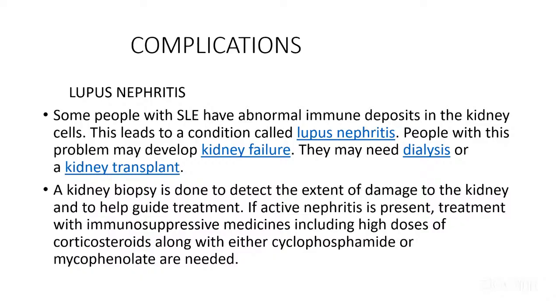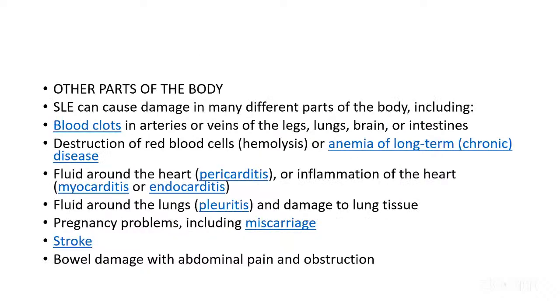If active nephritis is present, treatment with immunosuppressive medicines, including high doses of corticosteroids, along with either cyclophosphamide or mycophenolate, is needed. Okay, other parts of the body. Now, SLE can cause damage in many different parts of the body, including blood clots in arteries or veins of the legs, lungs, brain, or intestines.